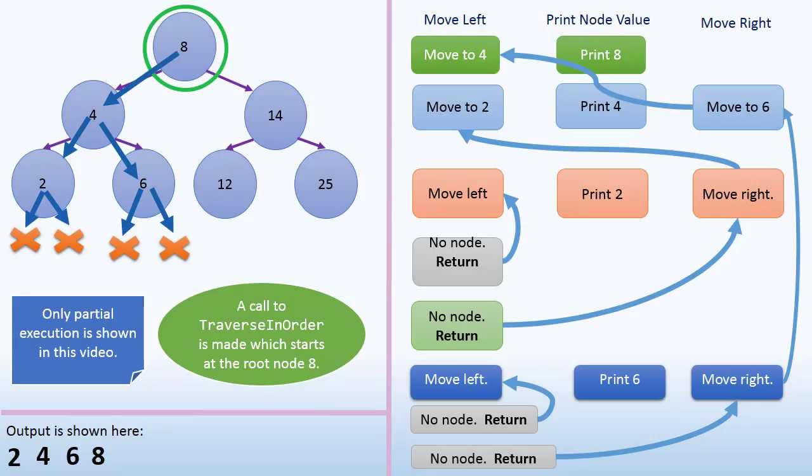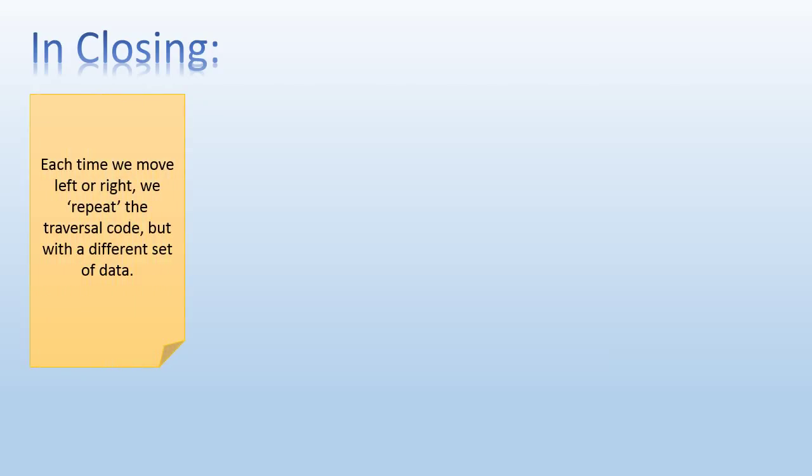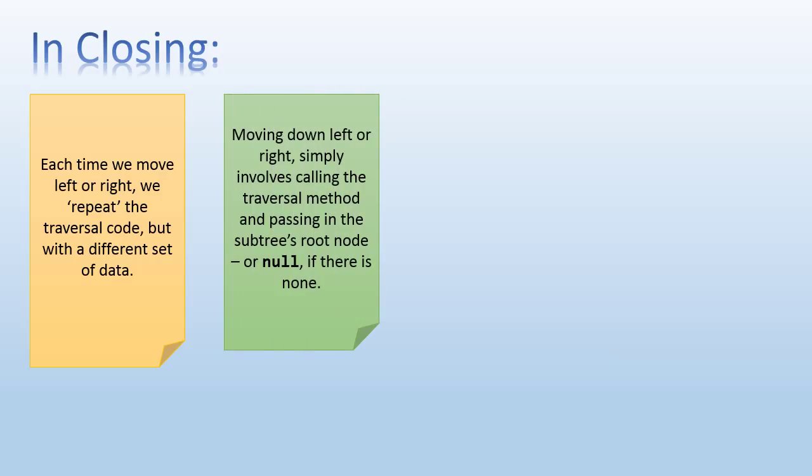We're not going to show any more in this video. We're just here to demonstrate how complicated the actual execution of such a method is because of the number of recursive calls. In closing, each time we move left or right, we actually repeat the same traversal method, but we're using a different set of data. Moving down left or right simply involves calling the traversal method and passing in the subtree's root node, or null if there is none, in which case the next method call will automatically return to the previous method.